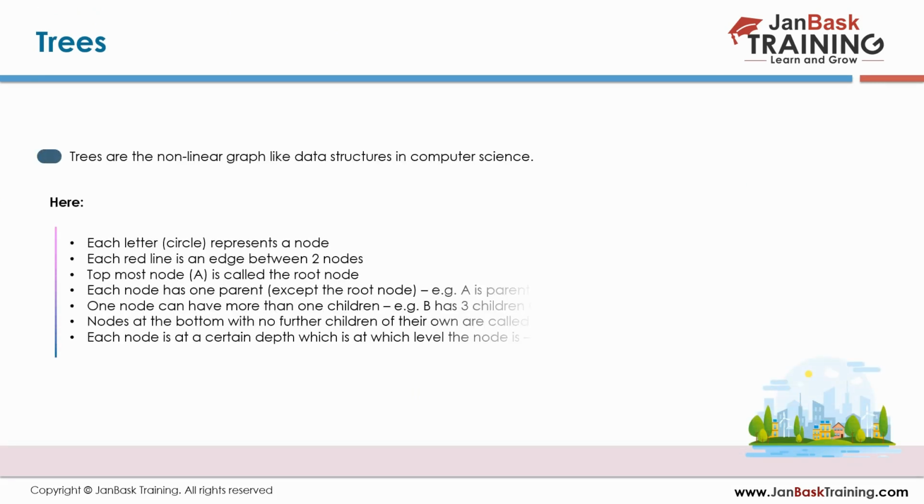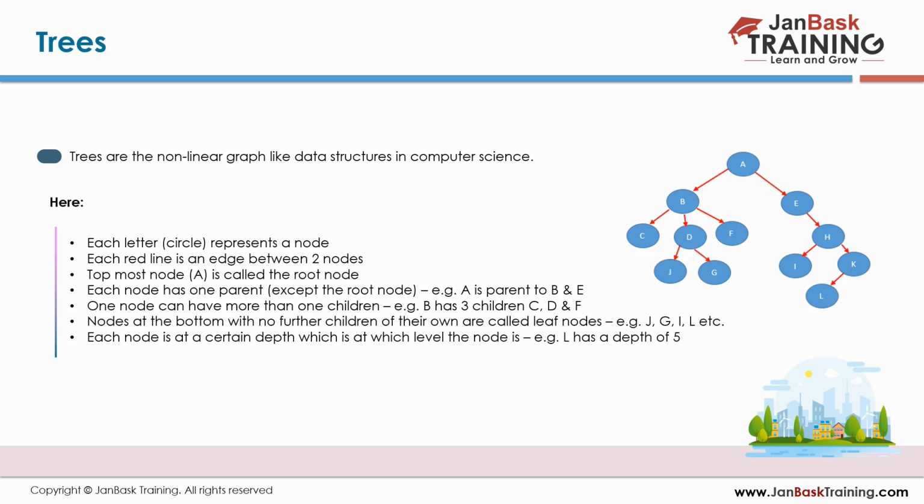Trees are nonlinear graph-like data structures in computer science. As shown here, the similar structure is shown in this notepad. Every time, if you see the branches, like branch A, it has to make a decision whether to go towards B or E. At branch B, the decision has to be made between C, D or F. Likewise, each letter circle represents a node. Each red line is an edge between two nodes. You can say it is the direction line towards the node.